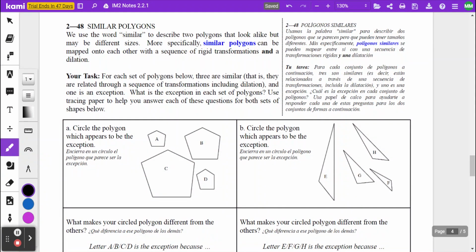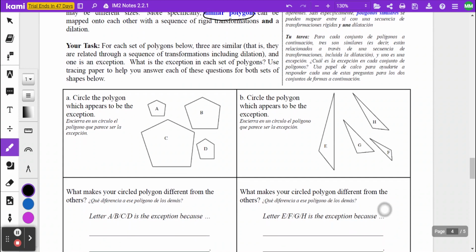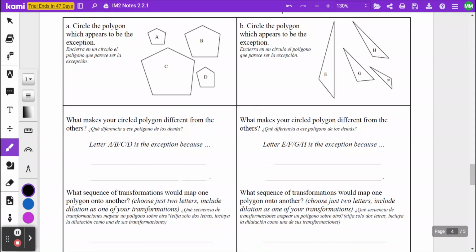Okay, this is the last problem before we sort of summarize our notes. This is 248, similar polygons. We use the word similar to describe two polygons that look alike but are different sizes. In particular, similar polygons can be mapped onto each other with a sequence of rigid transformations plus a dilation. So in the problems below, we're going to try to figure out which shape does not belong and then answer the follow-up question. So part A, circle the polygon which appears to be the exception.